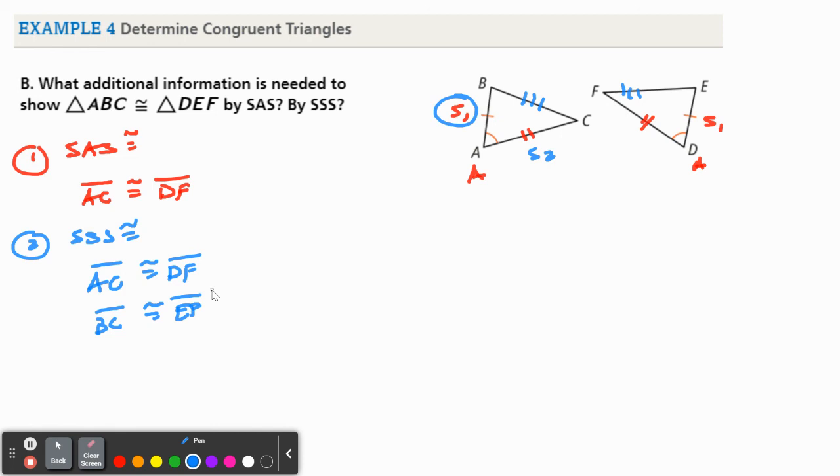So I apologize for the long explanation of that side, side, side congruence criterion. But again, if you can do these last couple problems, you're good to go.